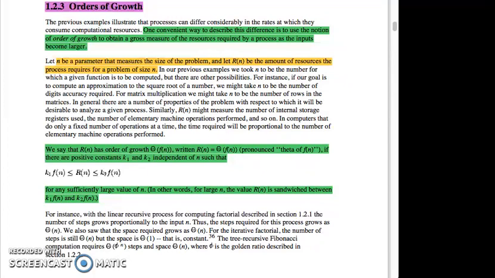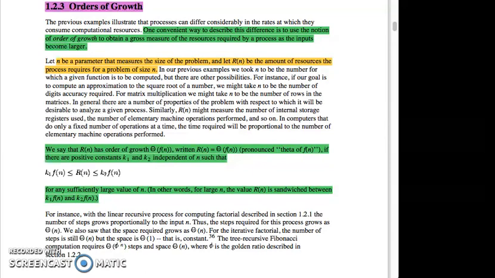In general, there are a number of properties of the problem with respect to which it will be desirable to analyze a given process. Similarly, R(n) might measure the number of internal storage registers used, the number of elementary machine operations performed, and so on. In computers that do only a fixed number of operations at a time, the time required will be proportional to the number of elementary machine operations performed.